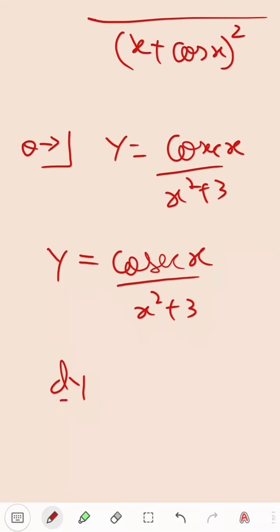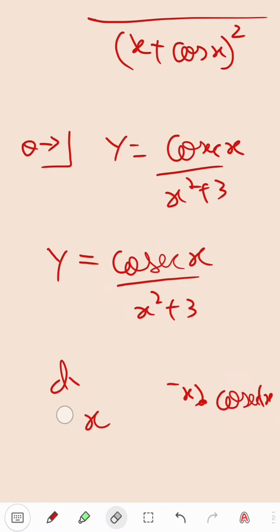Now dy by dx would be the derivative of the first function, which is the derivative of cosec x, and the derivative of cosec x is minus cot x into cosec x. I have taught this in the lecture on the derivatives of important functions: the derivative of cosec x is minus cot x into cosec x. So minus cot x into cosec x.